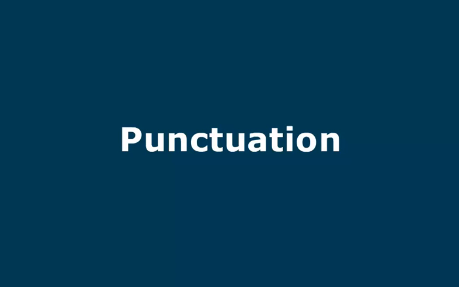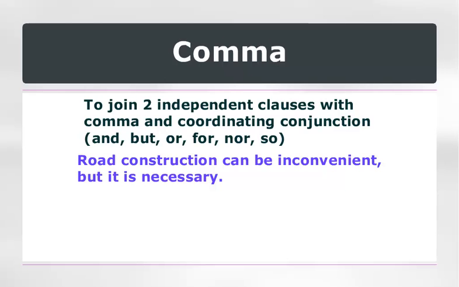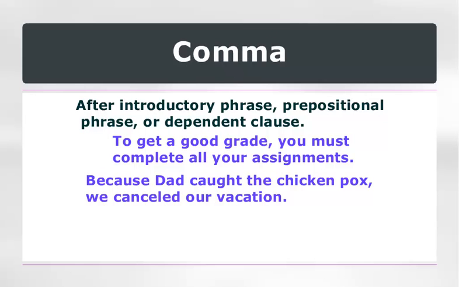The SAT is also paying more attention to punctuation rules than they have in the past, so we'll need to address those. You use a comma to join two independent clauses with a comma and coordinating conjunction, like and or but. Road construction can be inconvenient, but it is necessary. You use a comma after an introductory phrase, a prepositional phrase, or a dependent clause. To get a good grade, you must complete all your assignments. Or, because Dad caught the chicken pox, we canceled our vacation.